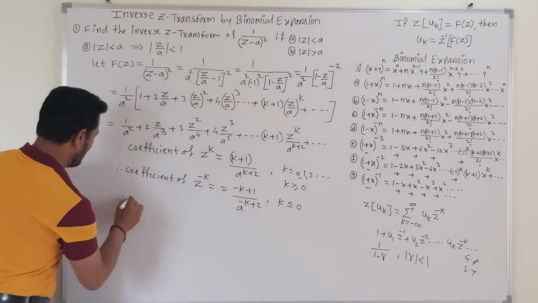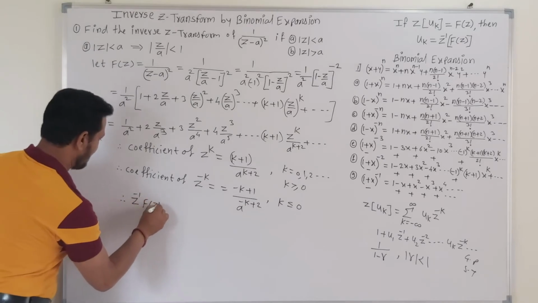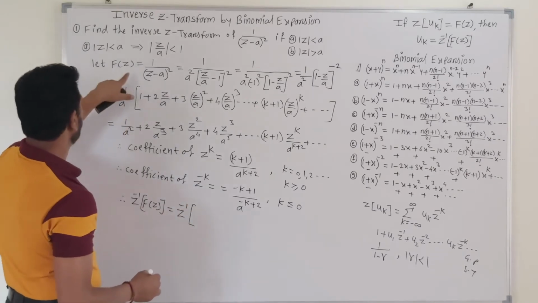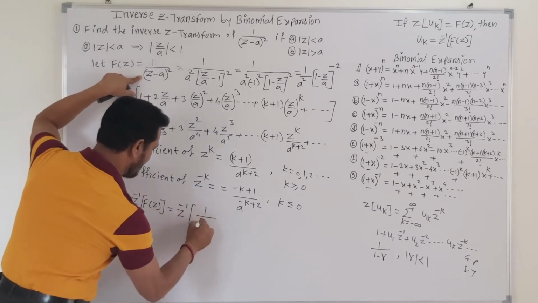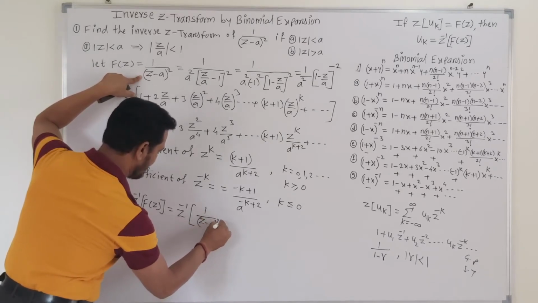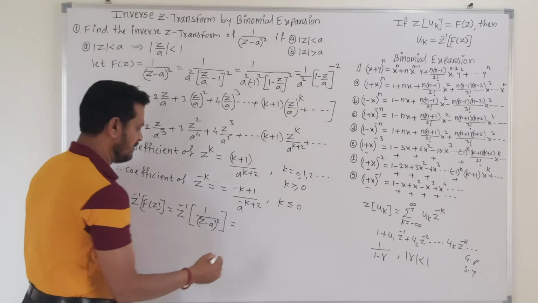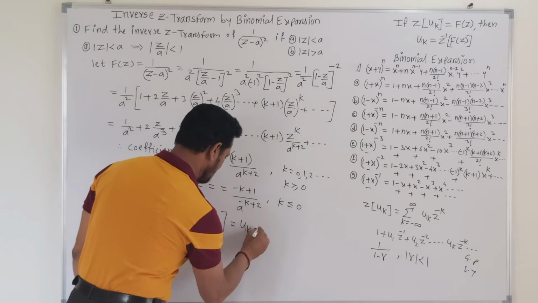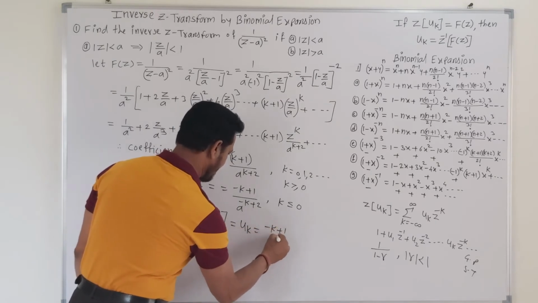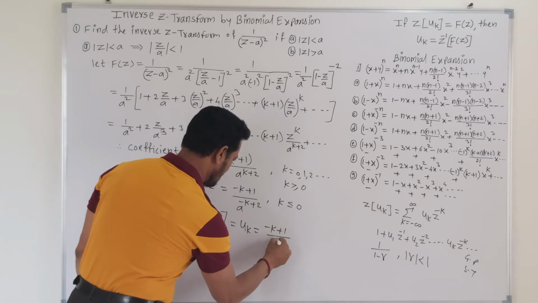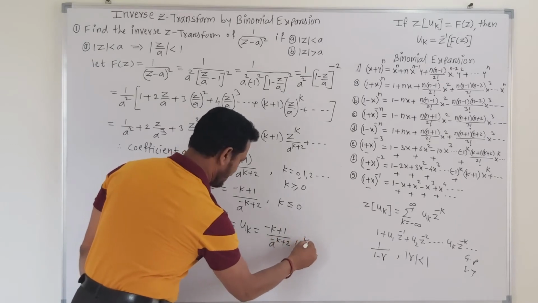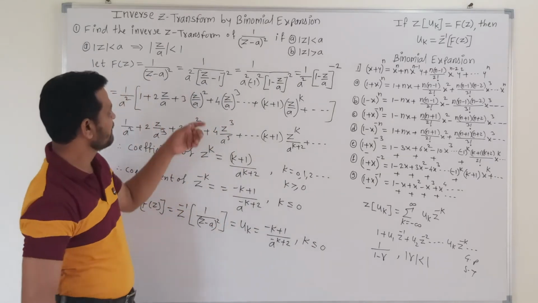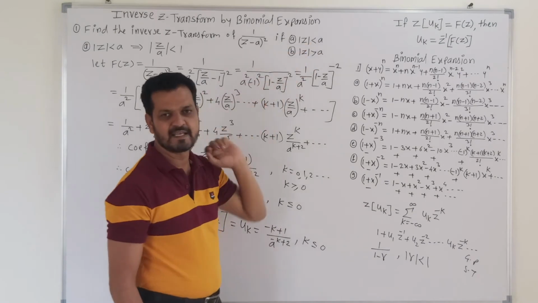So therefore we can write the inverse z transformation of f of z, where f of z is 1 upon z minus a its square, and according to the definition of inverse z transformation, we can write this as the sequence uk, and this value is minus k plus 1 upon a raised to minus k plus 2, where k is less than or equal to 0. So friends, this is the first region of convergence where the value of mod of z is less than a.